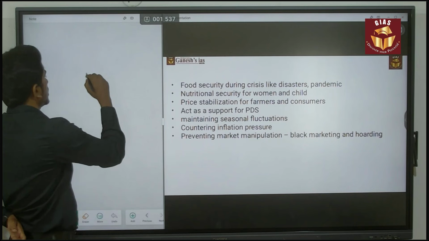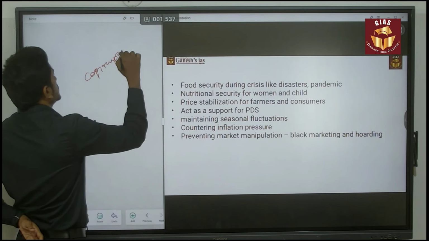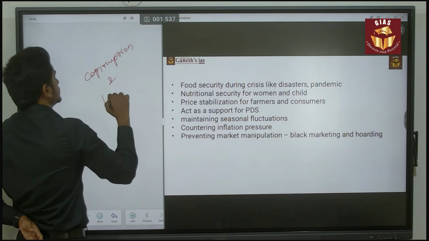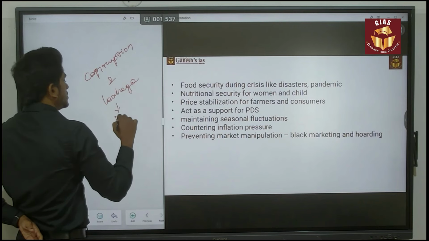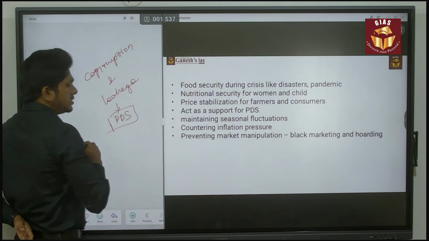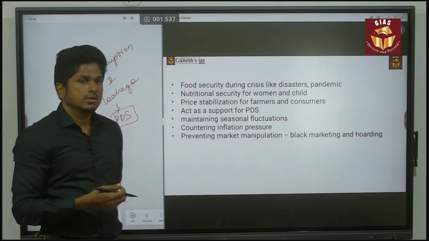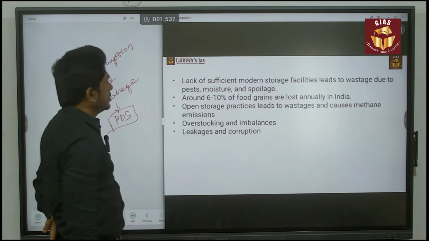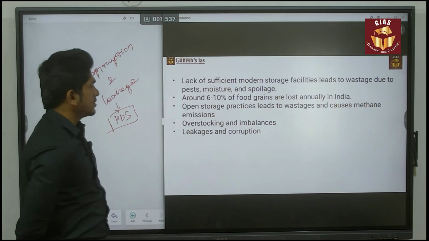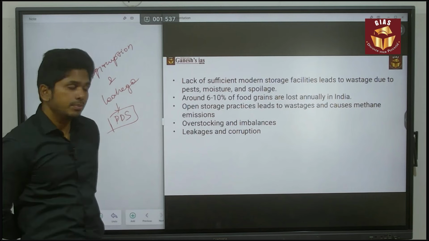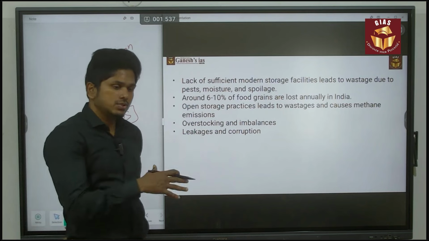Next is about corruption and leakages in the PDS system. That is also a major issue affecting the buffer stocks. And also pest attacks, open storage practices, overstocking and imbalances, leakages and corruption. So these are the major issues.